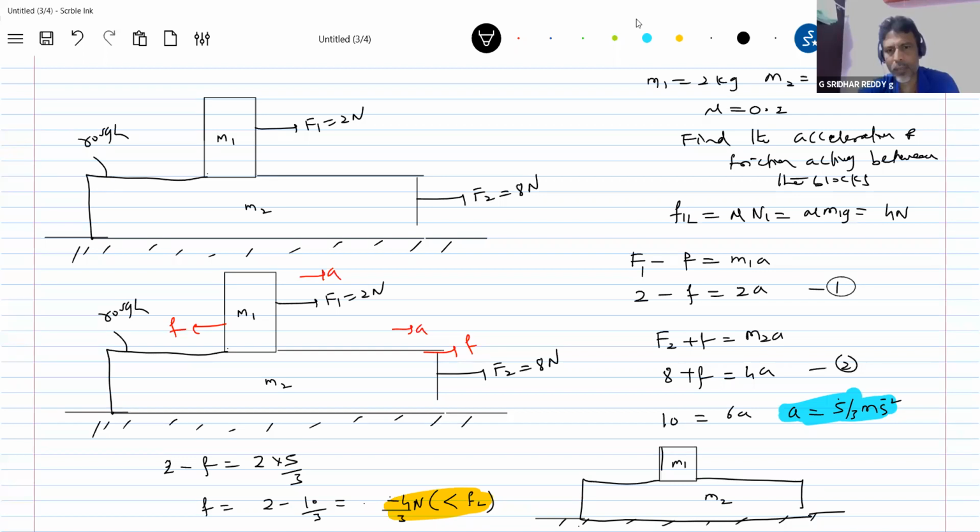So this is the applied force. F1 is 2 Newton, F2 is 8 Newton. The friction, in fact, is going to act in this direction. And no slipping occurs. On what basis does no slipping occur? No slipping occurs. Okay, got this?